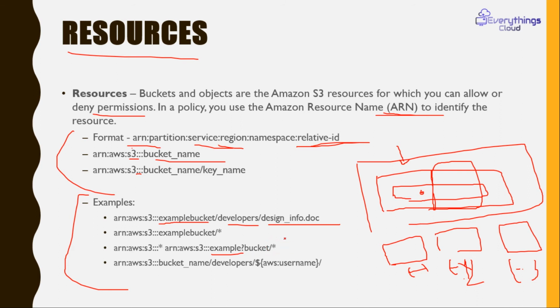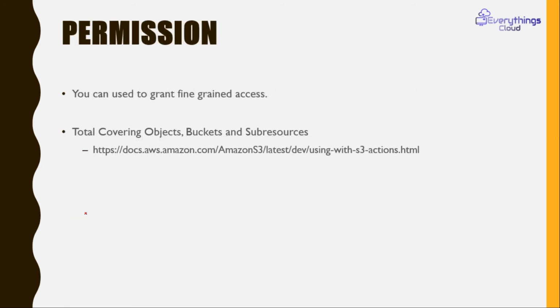User can access every bucket with this name. The last one is you can define the ARN like this. This is a few examples. So for permission, you can use grant fine-grained permission access.